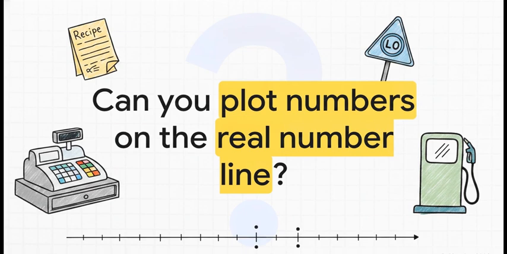So look at the numbers around you today on price tags, speed limits, cooking recipes, whatever. Now that you've mastered the rules, can you confidently picture exactly where they belong on the infinite real number line? Keep that mathematical curiosity alive.